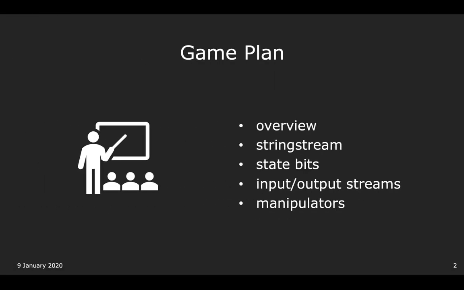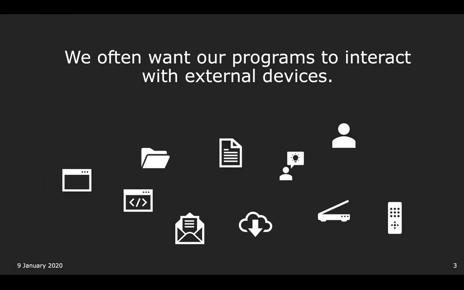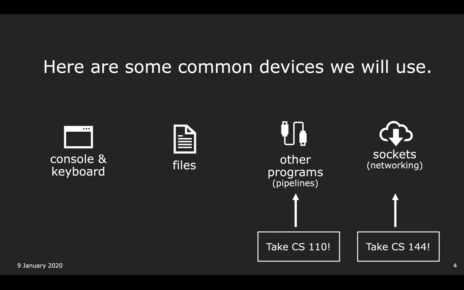Cool, let's talk about streams. So why do streams exist? Well, we often want our streams to be able to interact with external devices. Here are a ton of external devices that your programs might want to interact with. Some of the most common ones are the console and keyboard. In fact, in CS106B, you already saw cout. Cout is a stream which is connected to the console. So if you print something to cout, you'll see it on the console.